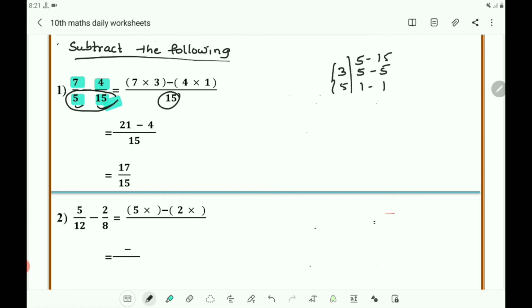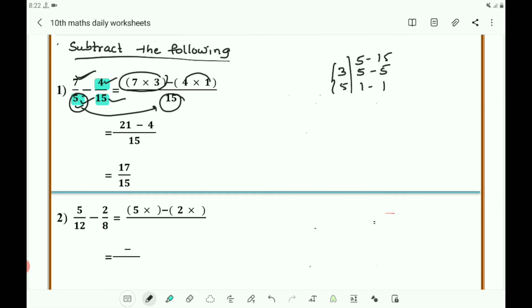After getting the LCM, here we have to find out by which number the numerator is to be multiplied. Here you know that 3 5s are 15. So you must multiply the numerator 7 by 3, because to get 15, 5 is to be multiplied by 3. Therefore 7 is also to be multiplied by 3. So 7 into 3. After that, 15 ones are 15, so 4 into 1.